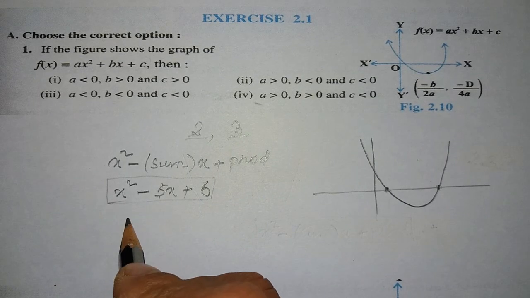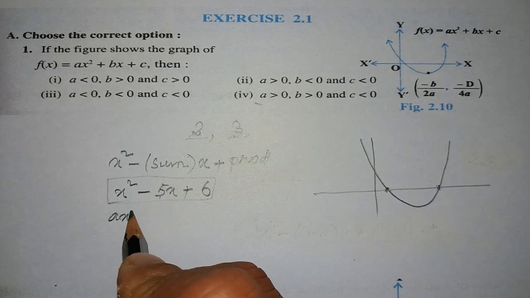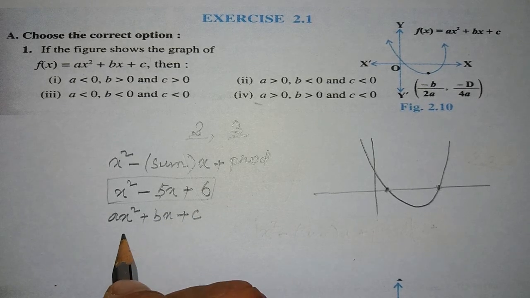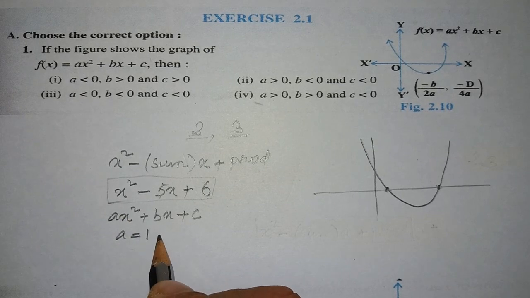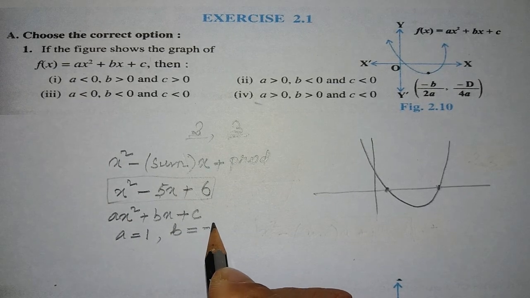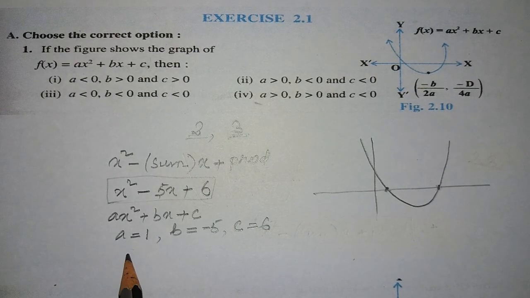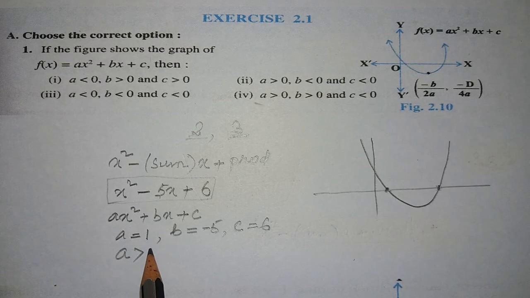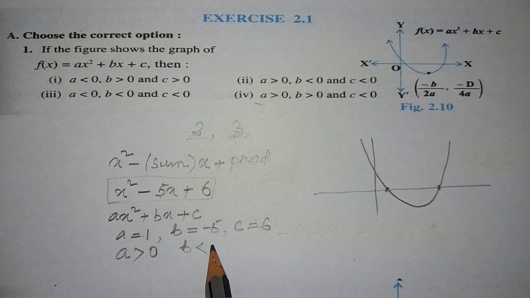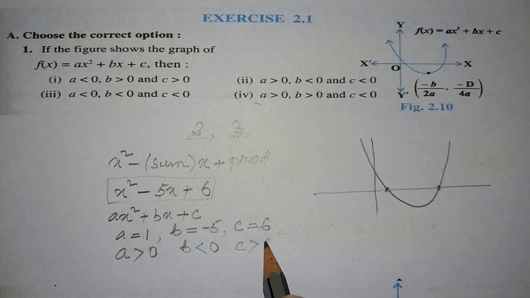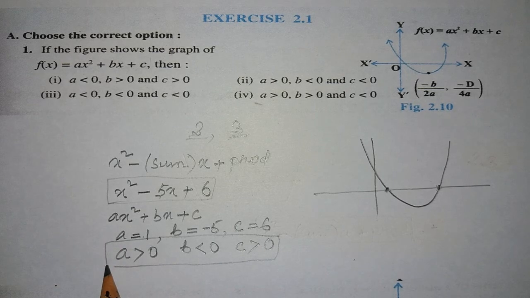Now if we compare this with the standard form, this ax square plus bx plus c, then we get here a equal to 1 and b equal to minus 5 and c is equal to 6. So this means a is greater than 0 since this is positive, and b is less than 0 since this is negative, and c again is greater than 0 because this is positive. So this is our answer.